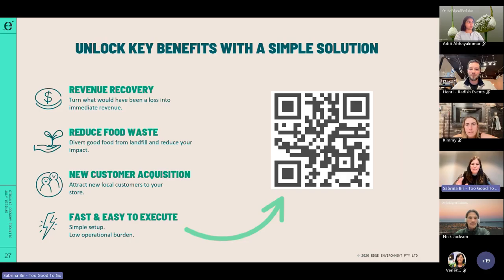So trying to keep in with my time limit, but key things that food retail and food service businesses can unlock with something like Too Good To Go is, like I said, you can recover the revenue, cover your food cost. You can obviously work towards reducing that food waste, and we do help with that ESG tracking as well. But you can also get new customers through your door. It's such a competitive landscape, especially when you're competing with delivery platforms and other things that are happening.